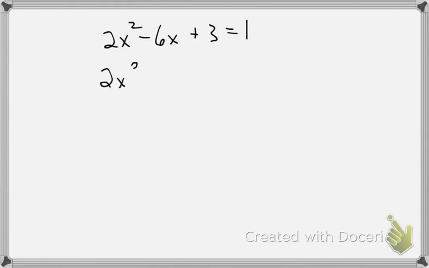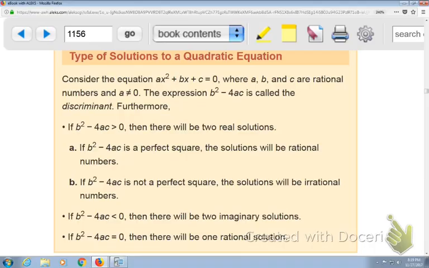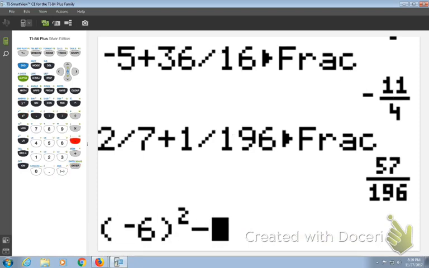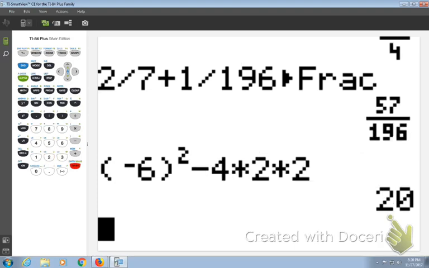Oh, good. We can do that deep. Yep. I'll subtract 1 over and get 2x squared minus 6x plus 2 equals 0. So this is something we can pop in really quickly. So if we pull up our trusty sidekick, how would I plug in the discriminant? Negative 6 squared minus 4 times, what was your A? 2. Times, what was your C? 2. And we get 20.